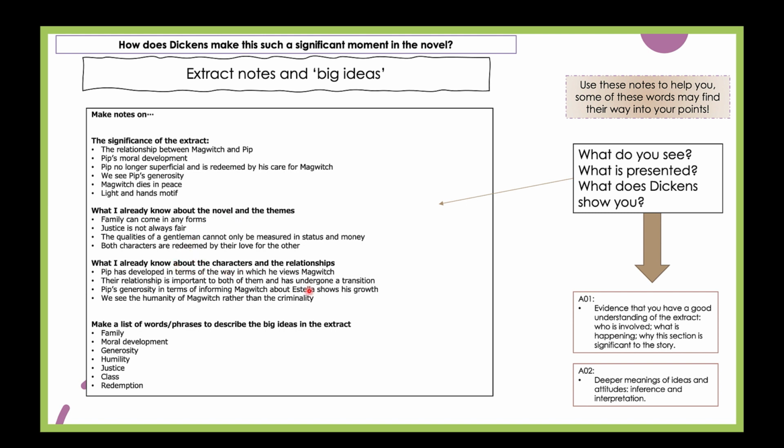And again, what I already know about the characters and the relationships, and then just make a list of words or phrases. Think about your key vocabulary that you can use to describe the big ideas in this extract. All of this is going to be invaluable. There'll be many phrases or words that you jot down here that can then just be taken directly into a plan, or that you can utilize within the body of your essay. So if you're writing your point for your body essay and you're analysing a quotation, you think, I'm not really sure what to say about that. You may look back at this and think, oh, actually, I can say that this quotation shows the moral development of Pip's character. So there may be something here that really helps to push your essay forward.